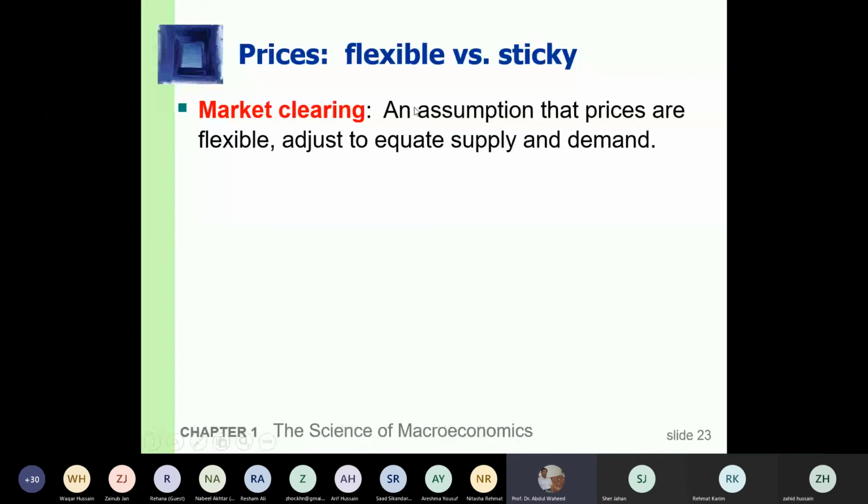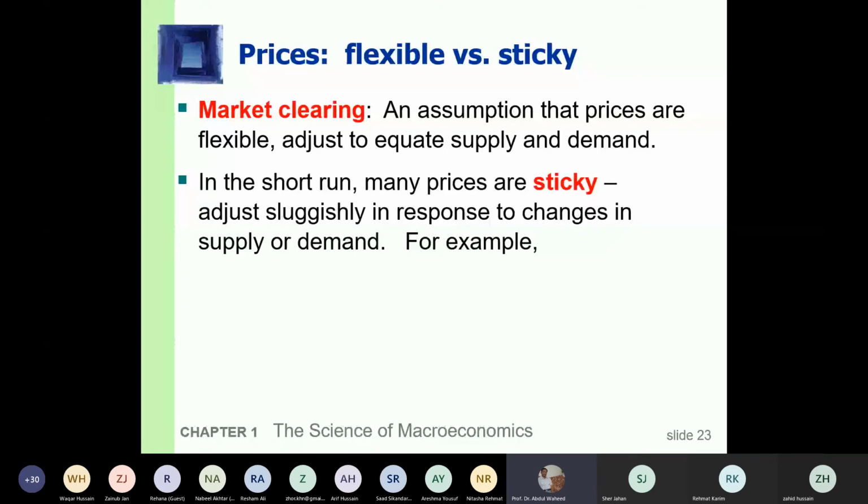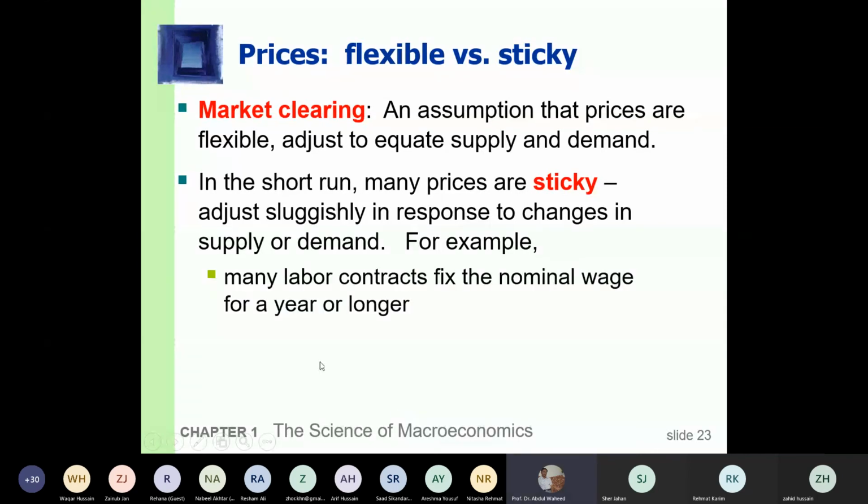And we see that in the short run, many prices are sticky. They adjust slowly. Their response is not immediate. Slowly they adjust. Sometimes prices are rigid. Price cannot change. Many labor markets have fixed contracts for their wages. What do you think about wages, are they rigid downward or upward?